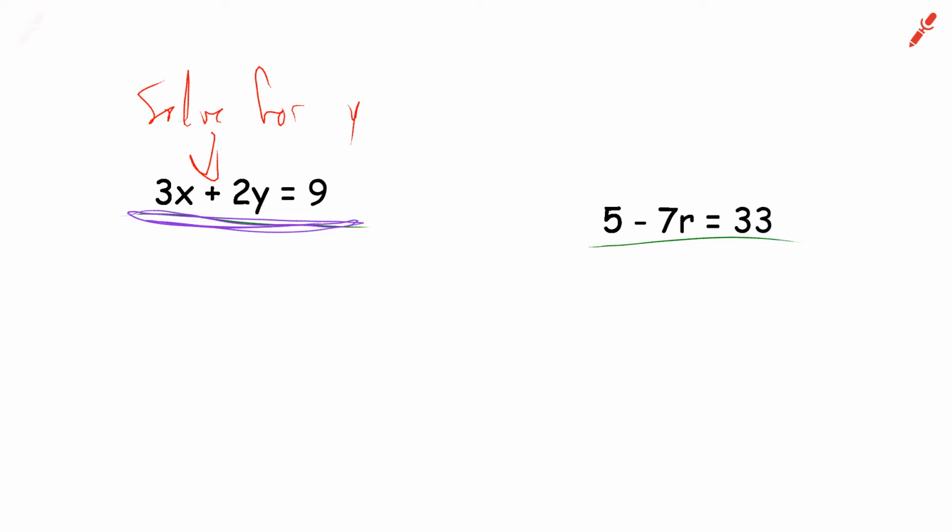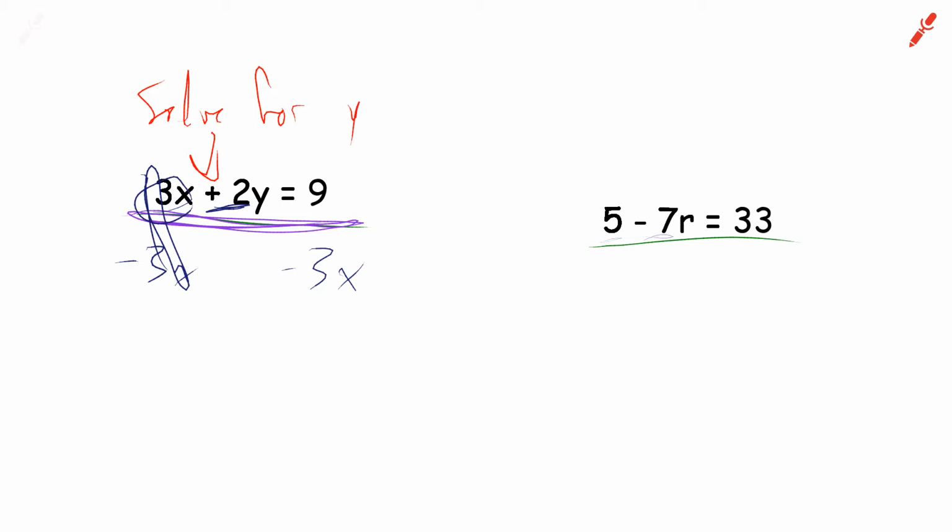Alright, so that's giving you guys plenty of time to work on that, hopefully. So now let's go ahead and take a look. What you should have realized is just like the r over here is being multiplied by a -7 and added by 5, over here, my y is being multiplied by 2 and added by 3x. So I start by subtracting 3x from both sides. Those cancel. 9 minus 3x.